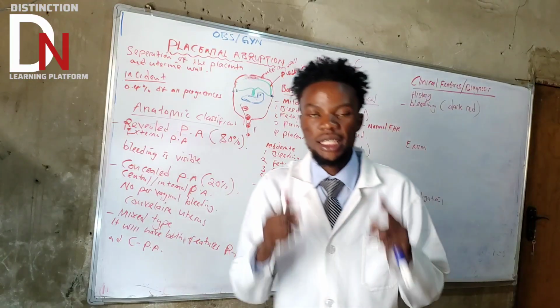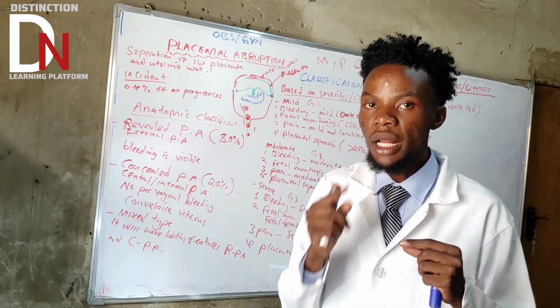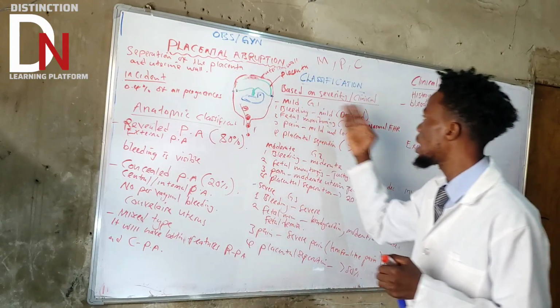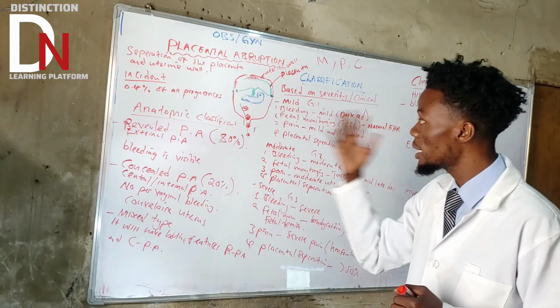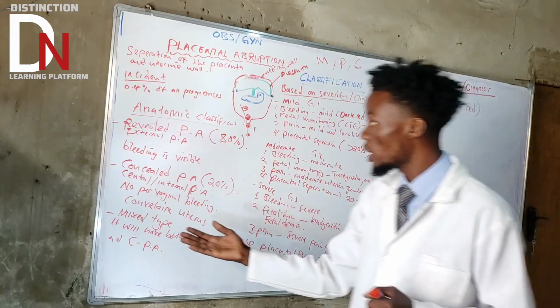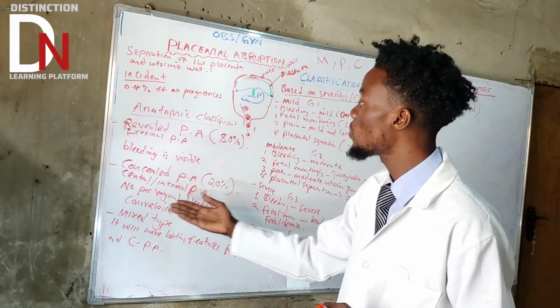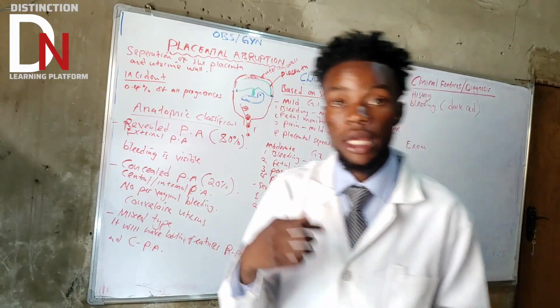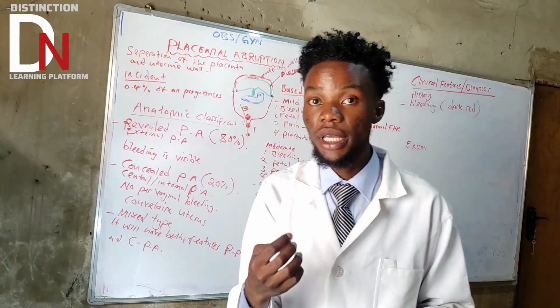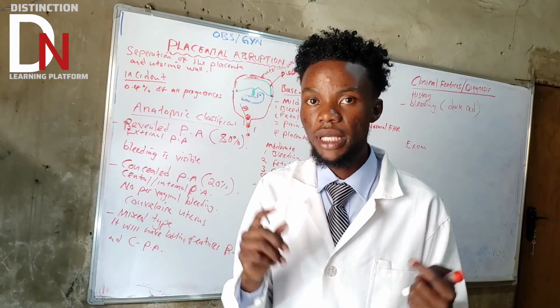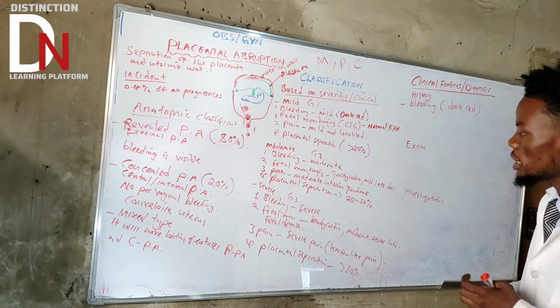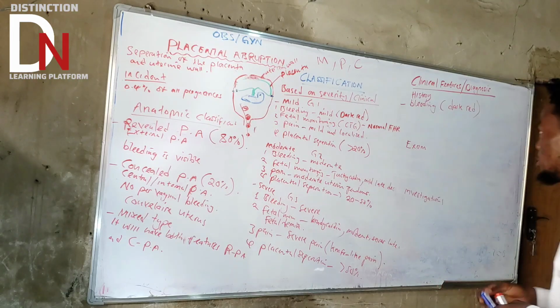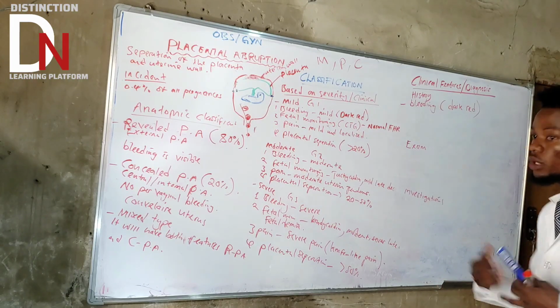And remember that the quantity of the bleeding doesn't correlate with the severity of abruptio placenta. Why? Because there is another anatomic classification of abruptio placenta, which is the concealed type. Concealed abruption is a severe type, but there is no bleeding. So the quantity of bleeding doesn't necessarily tell you the severity of abruptio placenta. Very important.